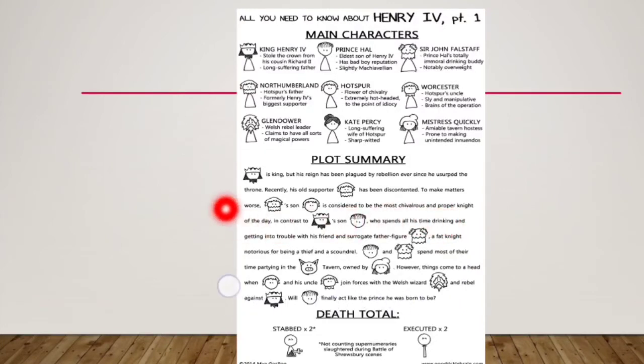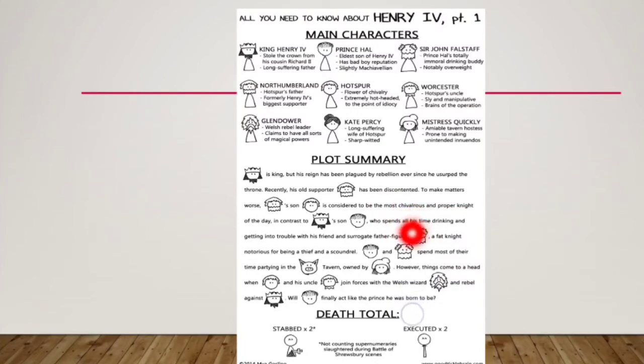Now, Northumberland has a son, Hotspur Percy, who is considered the chivalrous knight of the land. Hotspur Percy stands in contrast to King Henry's son, Prince Hal, who spends all his time drinking and getting into trouble with his friends and his surrogate father-like figure, Sir John Falstaff.